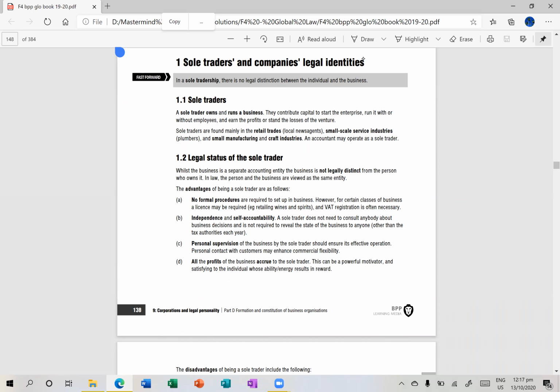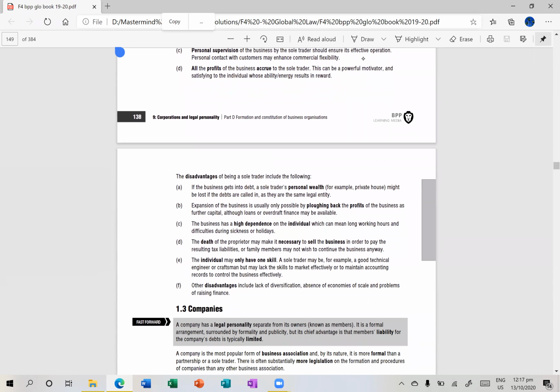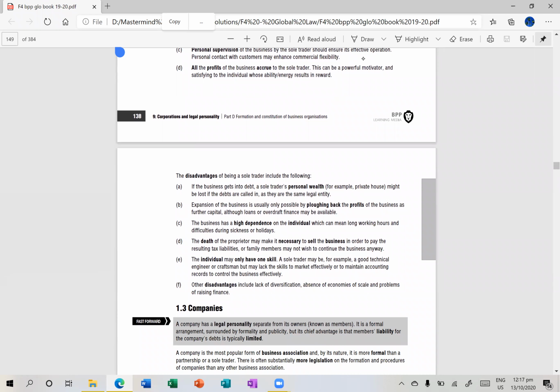Next, you can supervise the business on your own. Okay, you can make the business work the way you want to. Then all the profits that the business is making, you can take them home as well. You do not need to share it with anybody else.